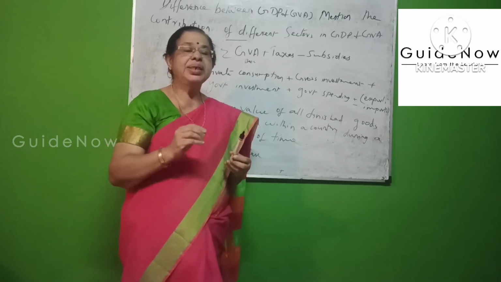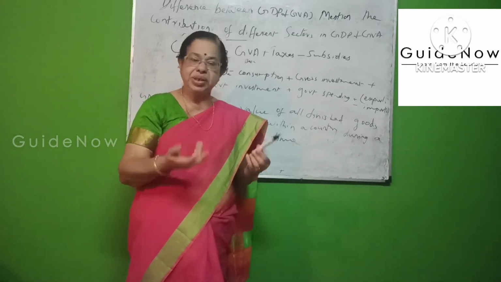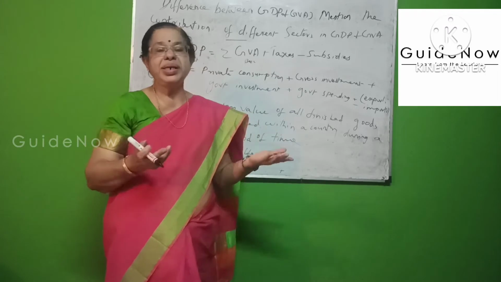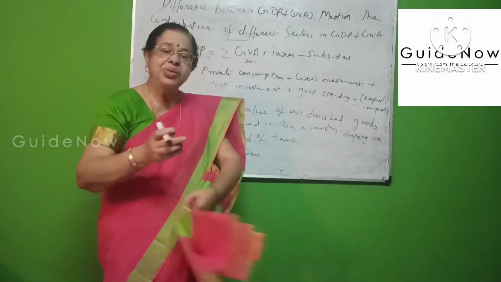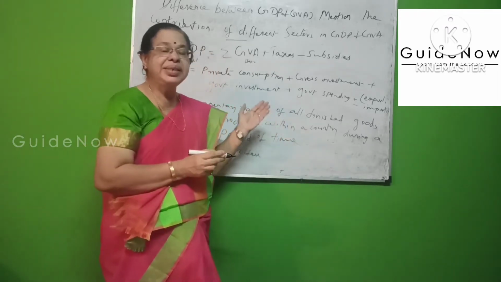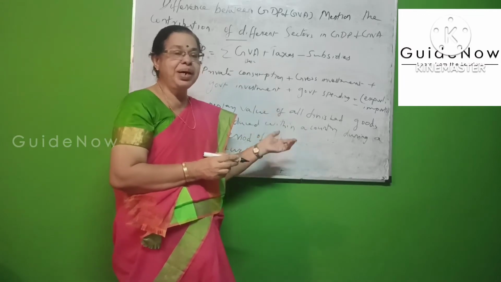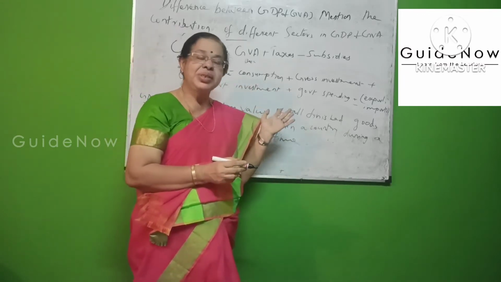It shows that the value added to the product or services, that is GVO minus GVI, is equal to GVA, or that is GDP plus subsidies minus taxes is equal to GVA.